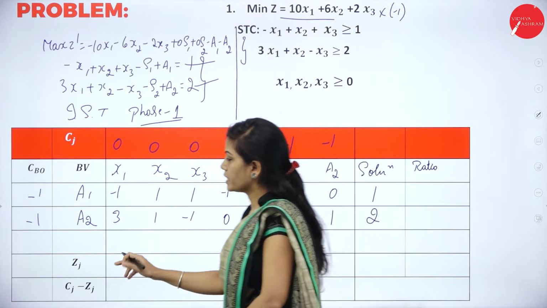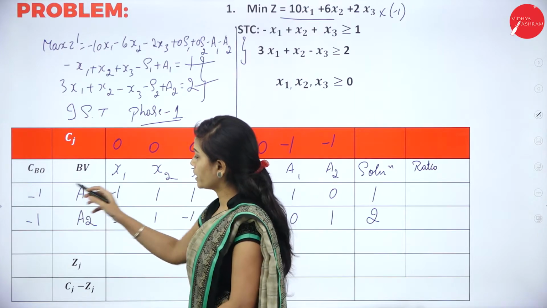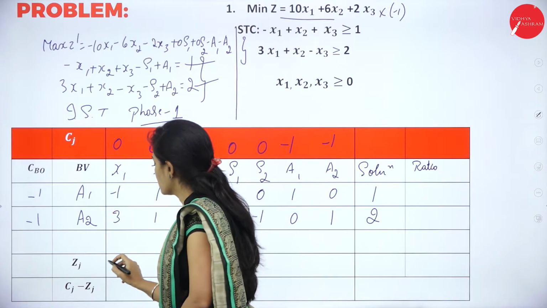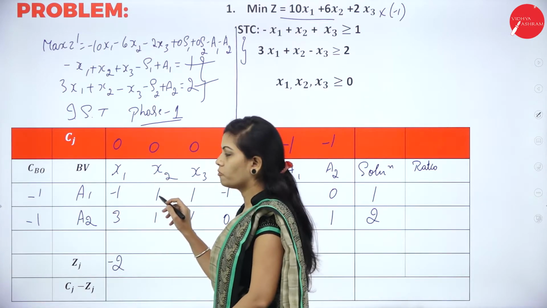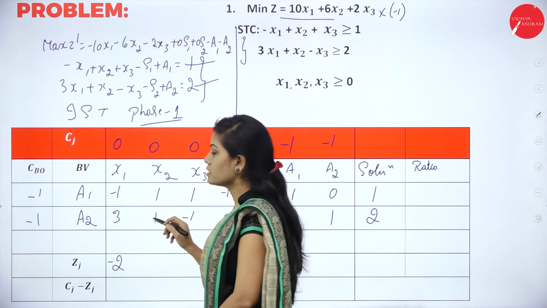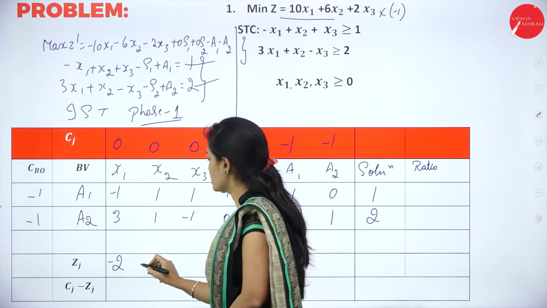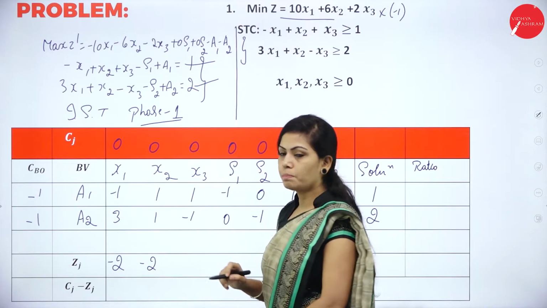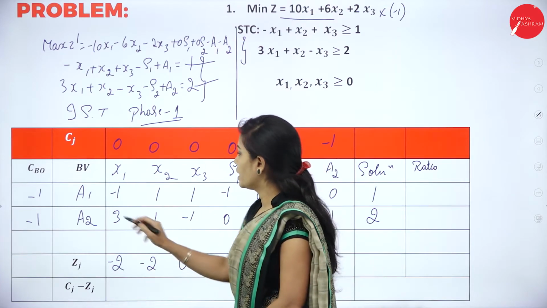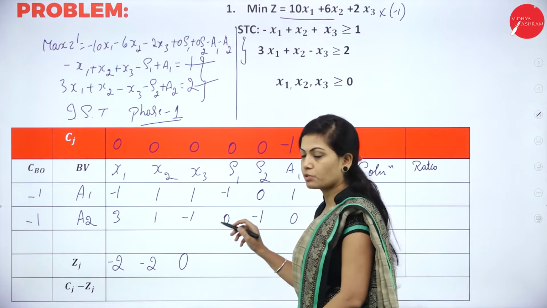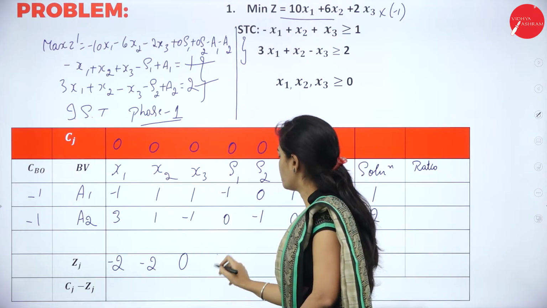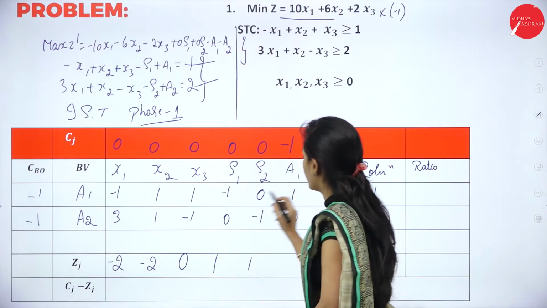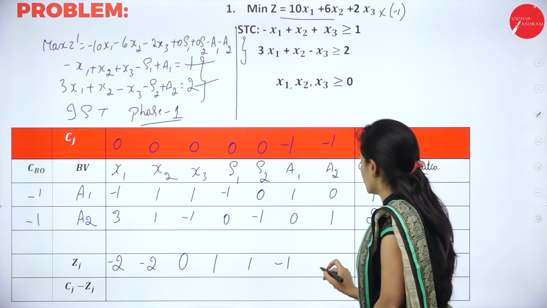Now you can find the Zj value. Zj value is -1 into -1, which is plus 1, minus 3, plus 1 minus 3 is -2. And -1 into 1 is -1, -1 into 1 is -1, so that is -2. And -1 into 1 is -1, -1 into -1 is plus 1, -1 plus 1 is 0. And -1 into -1 is plus 1, and -1 into 0 is 0, so plus 1. And -1 into 0 is 0. -1 into 1 is -1, and -1 plus 1 is plus 1. And again it is -1 and it is -1.